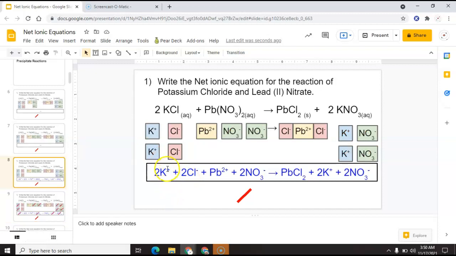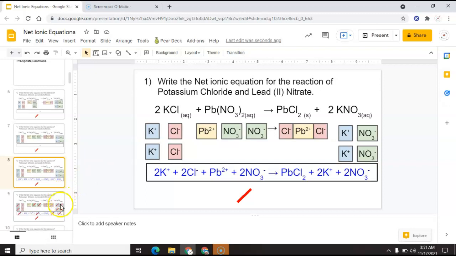So we have K plus, and I have 2 of them. I have Cl minus, and I have 2 of them. I have 1 lead 2 ion, and then 2 nitrate ions. Notice that the subscript that was outside of the parentheses there becomes now the coefficient for nitrate, since it splits into 2 of those ions. And then for PbCl2, that stays together as a molecule because it didn't split. And then over here I have 2 K plus ions and then 2 nitrate ions.